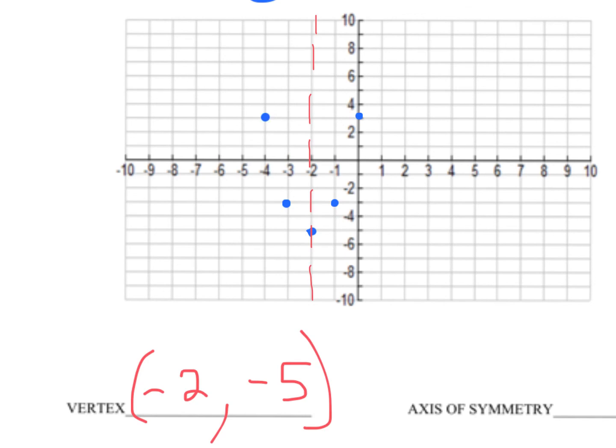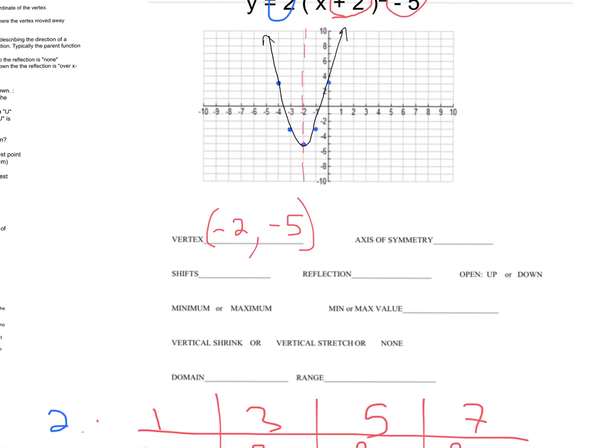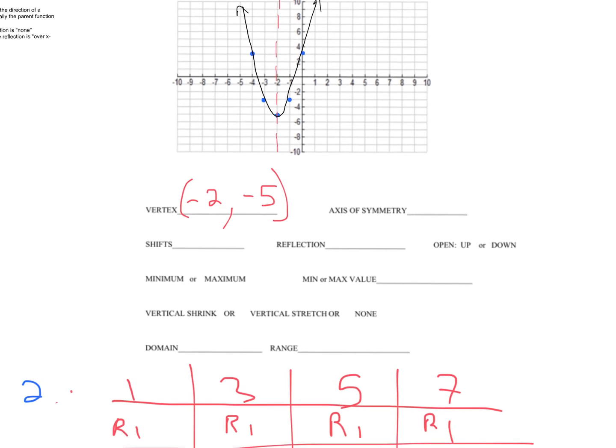Okay. Now let's connect the dots to the best of your ability. Alright, there's our graph. Alright, so let's fill in the rest of this. Axis of symmetry is the x-coordinate of the vertex. So x equals negative 2.